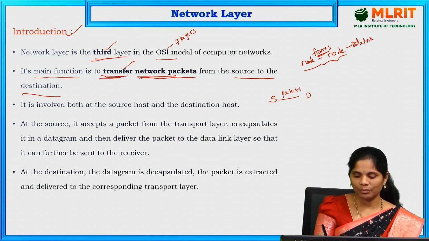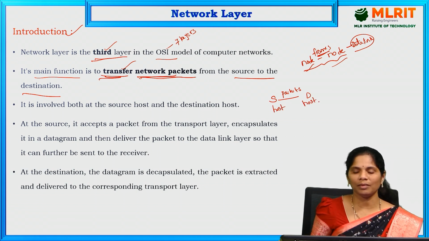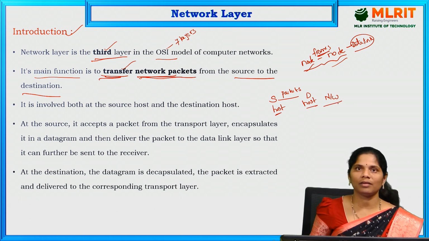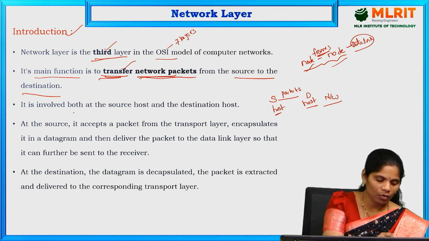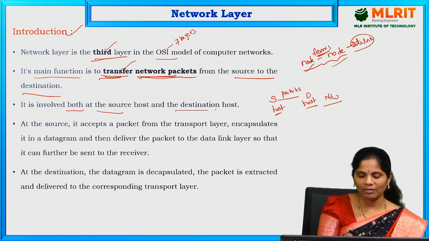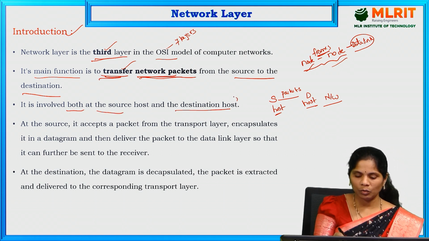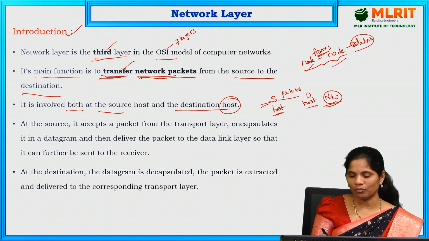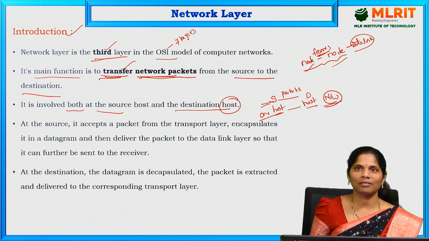In the data link layer, it is node to node delivery. Coming to here, it is host to host delivery, from sender host to receiver host delivery. This means we are connecting to the network, and that is nothing but the network layer. It is involved at both the sender host as well as the destination host. The term host is used in the network layer because we are connecting through the network. From the sender host we connect to the receiver host. That is nothing but the network layer.